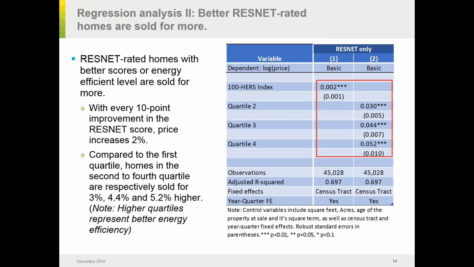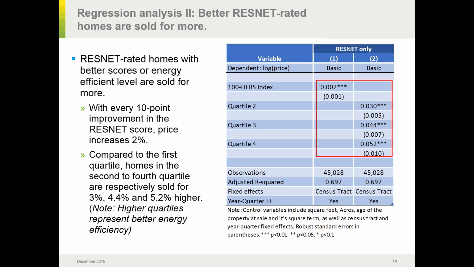Now, this prior slide was just showing us whether having a rating compared to not having a rating seemed to have a premium associated with it. That could be a signal to the market of something better, because the RESNET rated homes could just be better homes in ways that we haven't been able to fully capture in our analysis, or it could be that there really is additional information here. This slide is about seeing if there really is additional information in the rating itself. And we believe that there is based on this information.